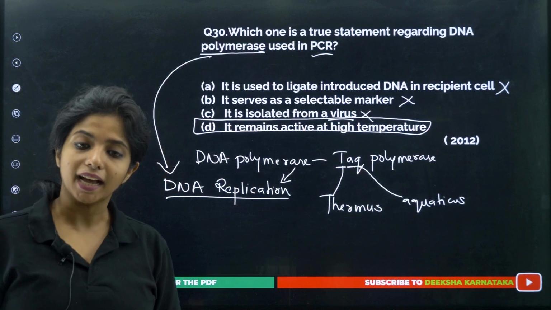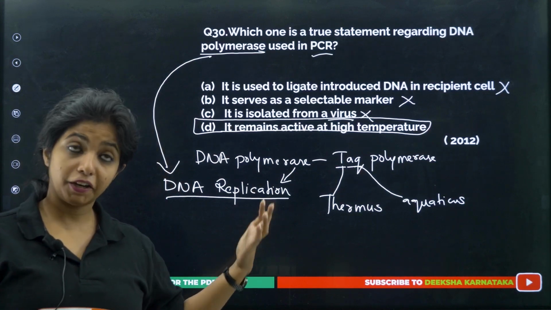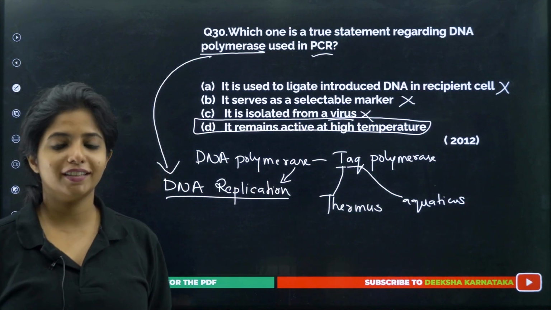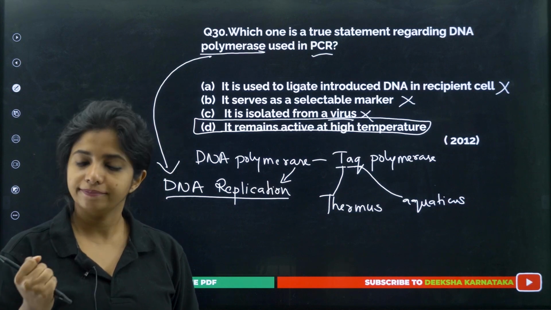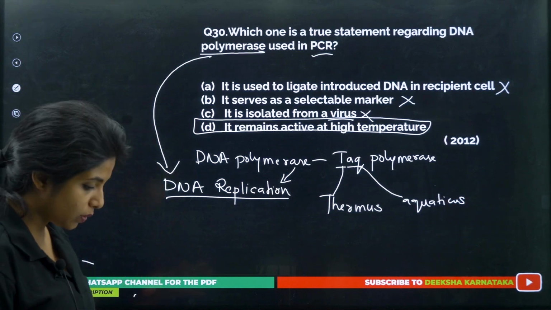It remains active at high temperature. 99 degrees Celsius, 70 degrees Celsius, things like that. 70 degrees Celsius actually works. So these are the 30 questions.